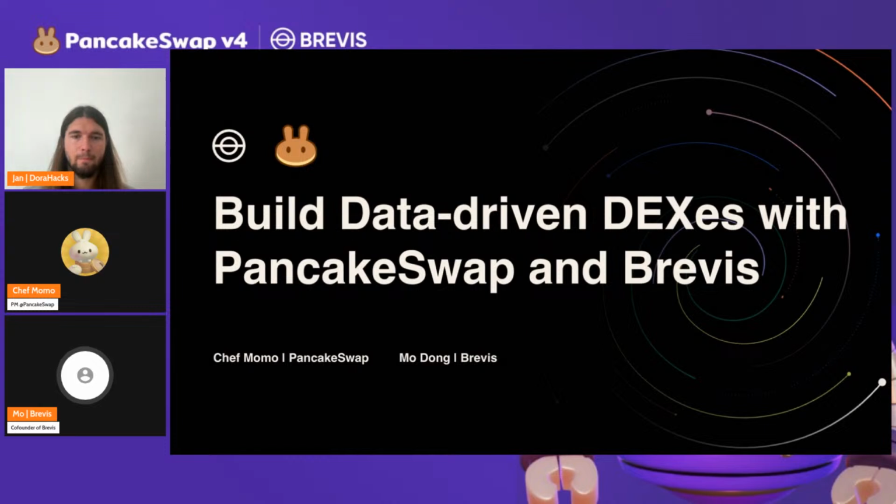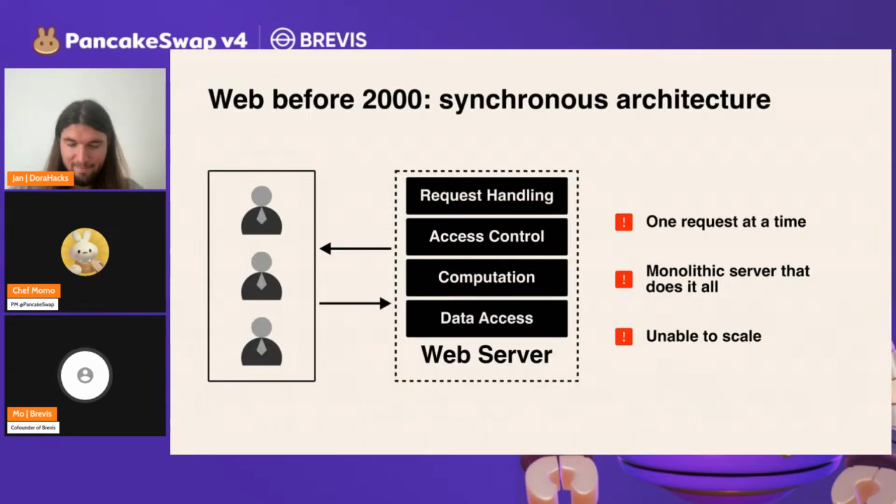Okay, awesome. So what we're trying to do here is to build data-driven DEXs powered by PancakeSwap's V4 architecture based on Hooks, and also the Brevis ZK coprocessor. Now, I'm going to give an introduction by combining both of these very interesting things together, because after all, this is what this hackathon is about.